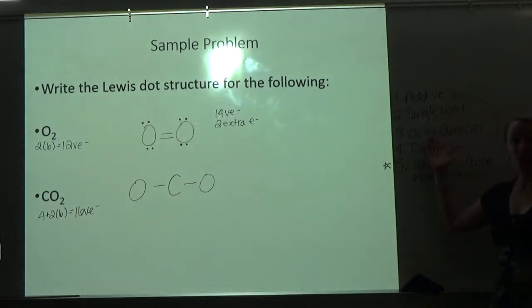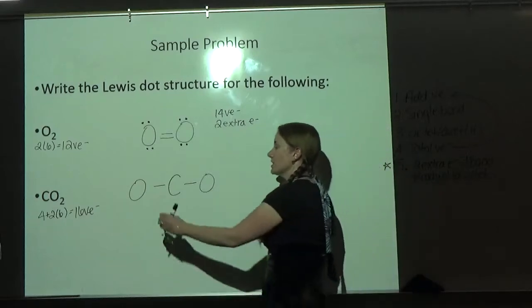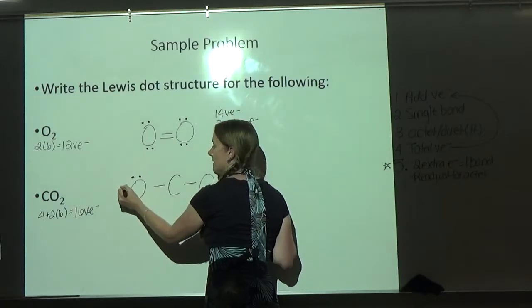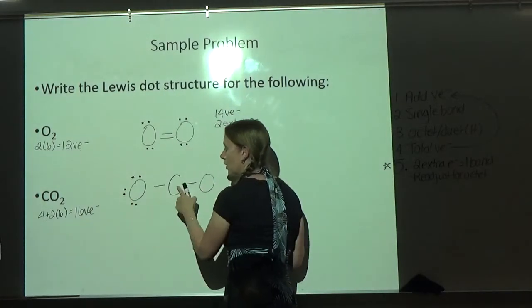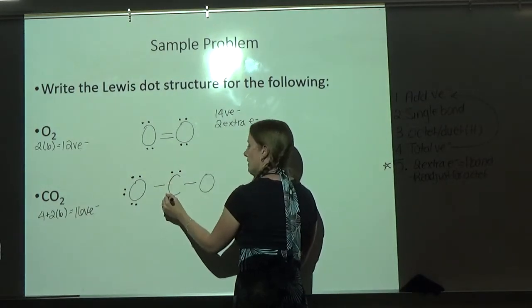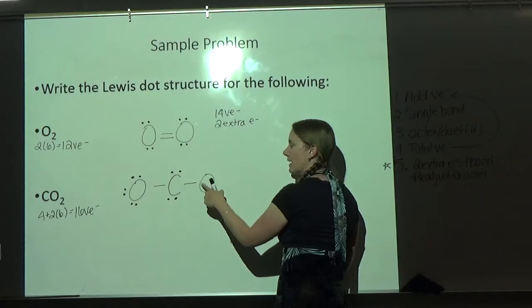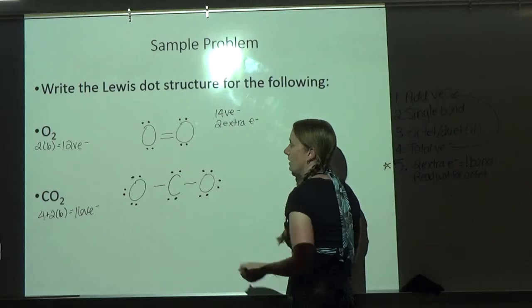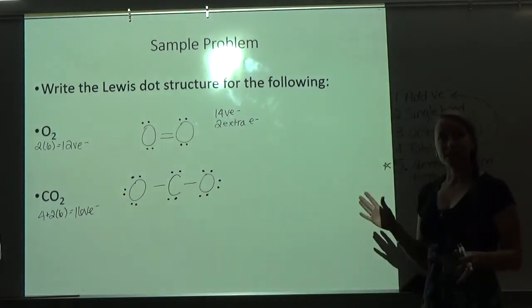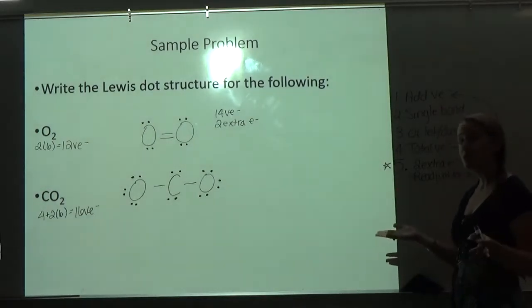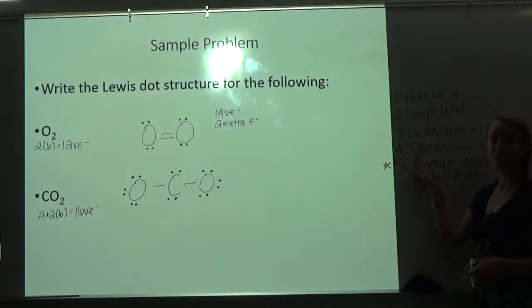Alright, step 3 is follow octet and duet rule. Well, I don't have hydrogens this time, so I'm only going to follow the octet rule. Alright, so let's just start over here. Oxygen has 2 valence electrons, so it needs 6 more to get 8. Carbon has 2, 4, so it needs 4 more to get 8. And then oxygen right now has 2, so it needs 6 more to get 8. So again, if this was our previous video and everything was single bonded, this would be perfect. But today we're talking about multiple bonds, so we're about to have it fall apart right here.